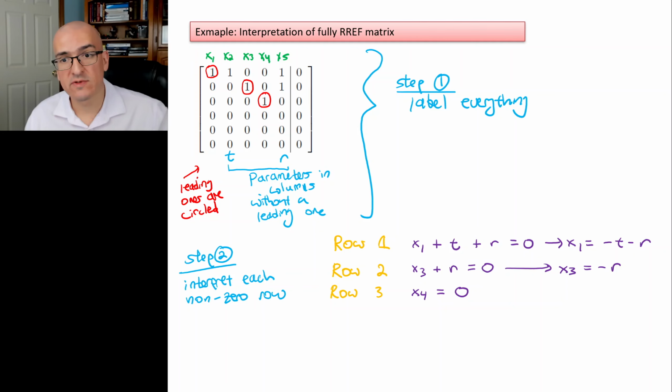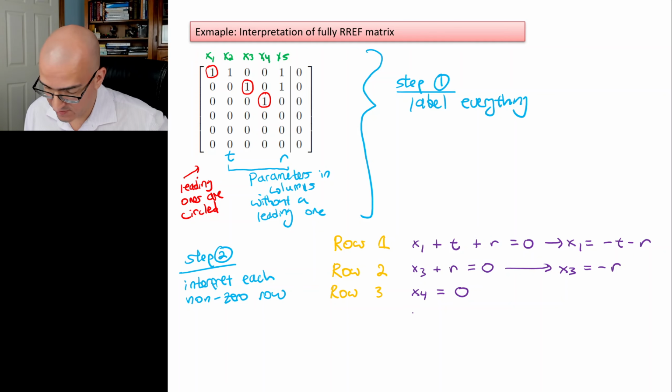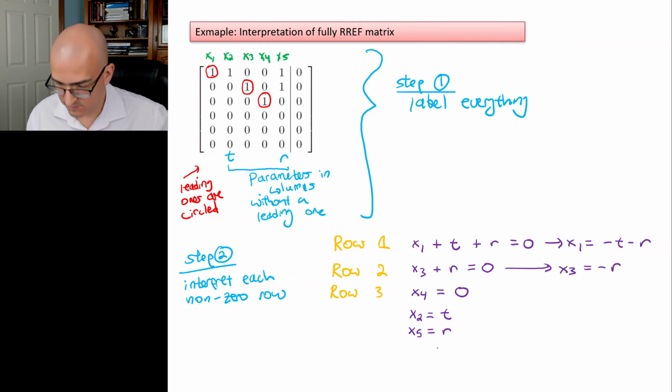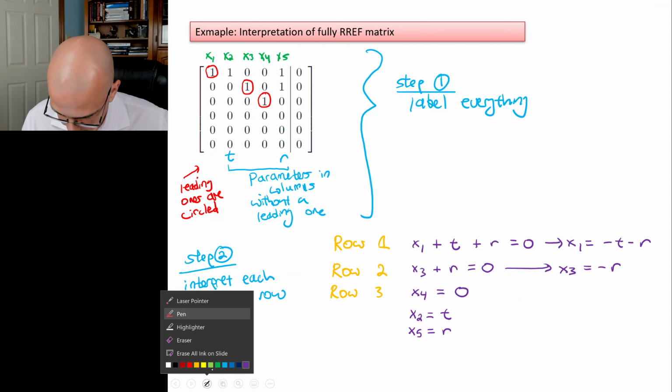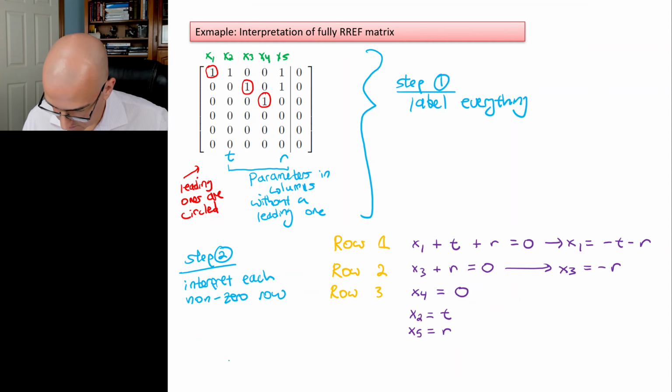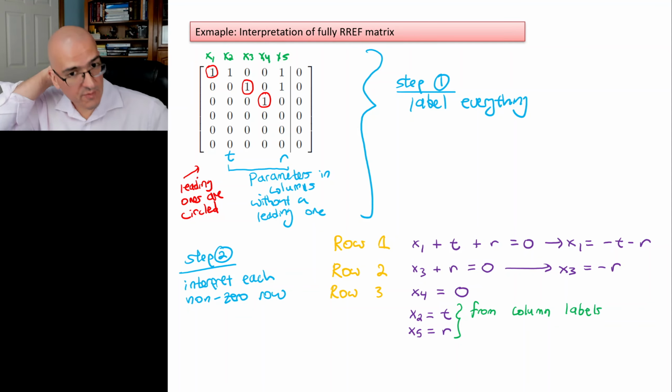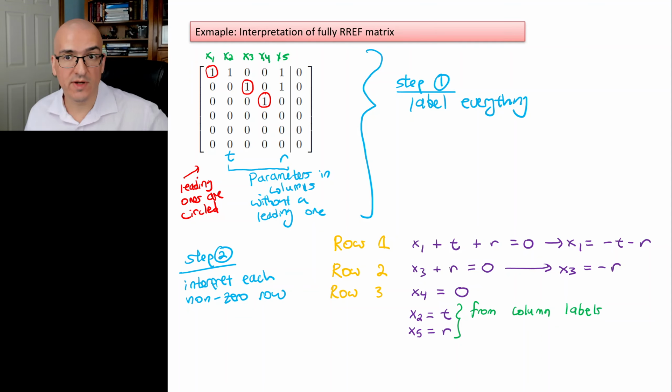We also have statements for the variables. We have that x2 is equal to t, and that x5 is equal to r. And we got those from labeling the columns that did not have leading ones. Now we can make our conclusion.